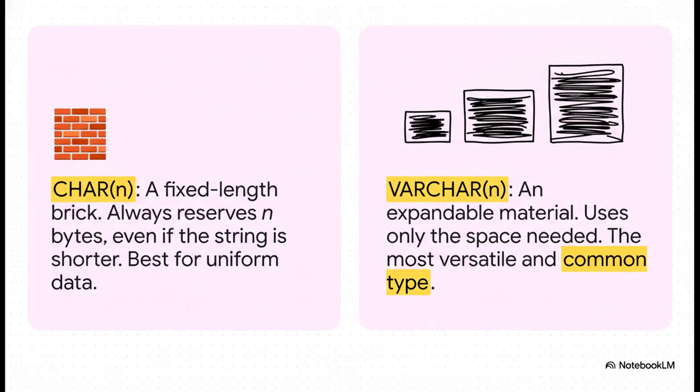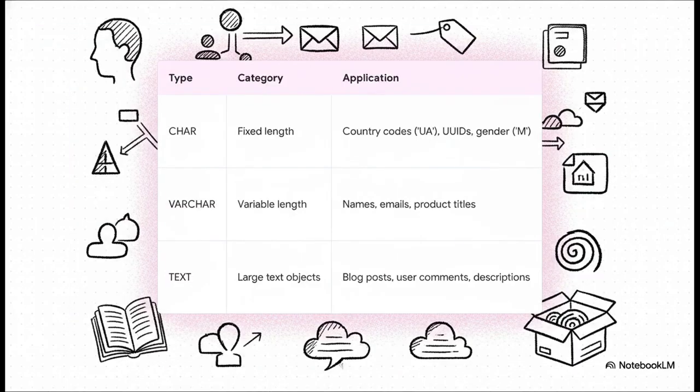All right, let's talk text materials. Your most common choice here is going to be between char and varchar. The easiest way to think about it is this. Char is like a standard-sized brick. It always takes up the exact same amount of space. This is great for data you know the length of, like a 2-letter country code. Varchar, on the other hand, is more like an expandable material. It only takes up the space it actually needs. That makes it way more efficient for things you can't predict, like a person's name or an email address. So long story short, varchar is your super versatile go-to material for most of your text needs.